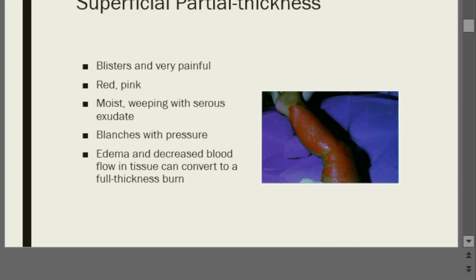As far as our superficial partial thickness burns, we have blistering, and that blistering can be quite painful. So the patient's going to complain of a lot of pain. This is red, pink, and as you can see, it's moist. It's got this weeping serous exudate. This also blanches with pressure, but I doubt the patient will let you try too hard. There will be some edema and decreased blood flow in tissues that can actually convert to a full thickness burn. So we need to keep a real close eye on these to make sure that they are perfusing well enough to let the body heal that area.